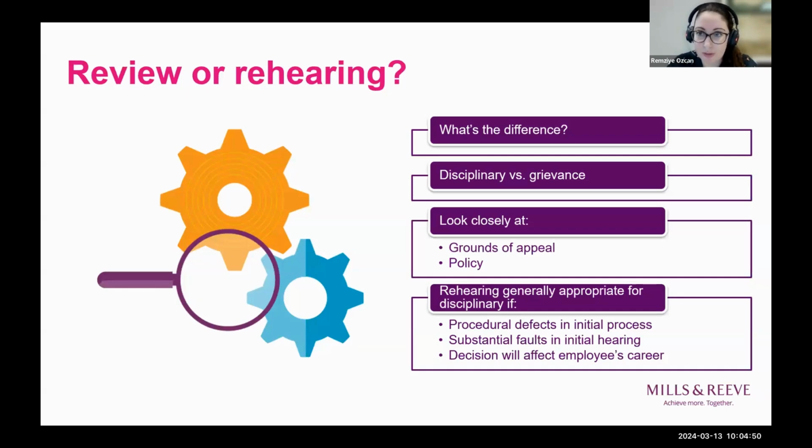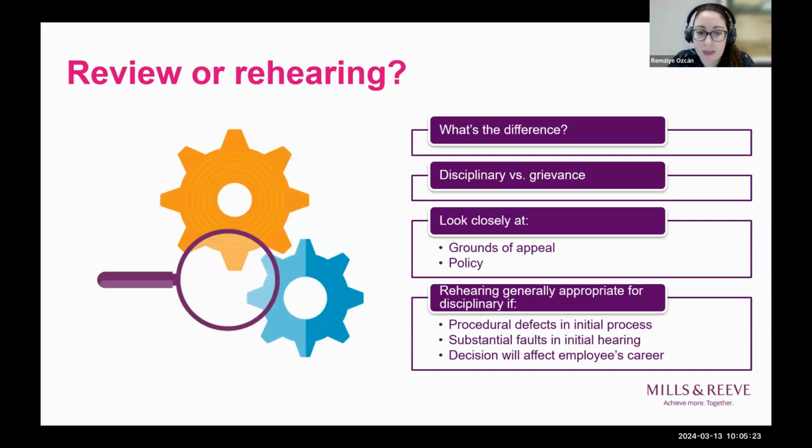So what's the difference between a review and rehearing is a question we often get asked, and actually we have to look at a couple of elements before a decision is made as to whether a review or rehearing takes place. Firstly, it's very important to be familiar with an employer's own policies and procedures. Often the policy itself, either the grievance policy or the disciplinary policy, for instance, will dictate whether the employer will deal with an appeal by way of a review or a rehearing.